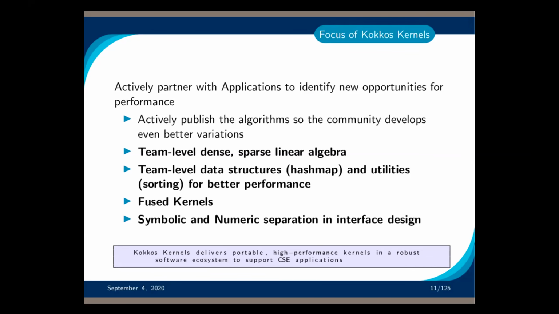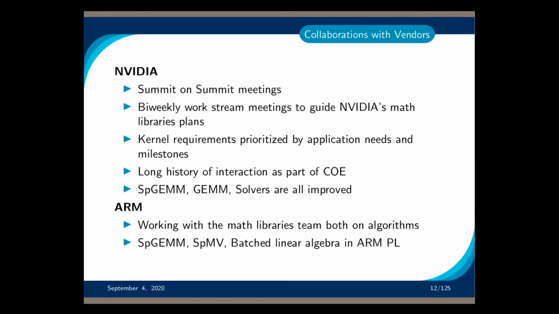And so, for example, we use this symbolic and numeric separation in the interface design so that we reuse a lot of our information in different kernels multiple times, to optimize for performance for solvers or applications above Kokkos Kernels. Okay. I'm going to highlight a few collaborations we have, both in terms of vendors and in terms of applications. Let me start with the vendors.